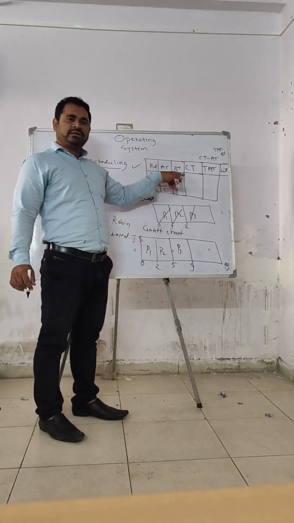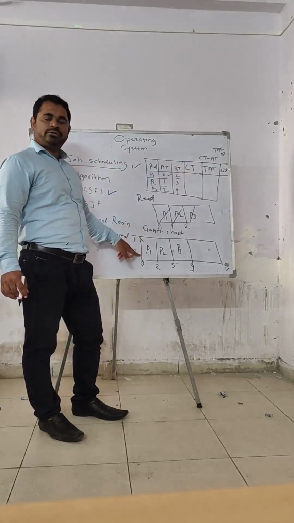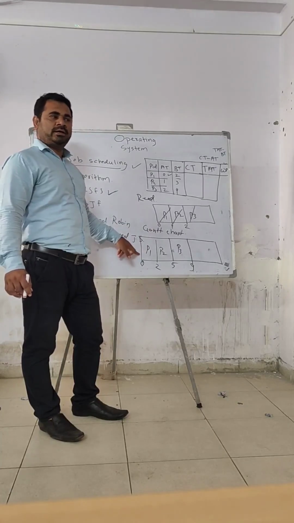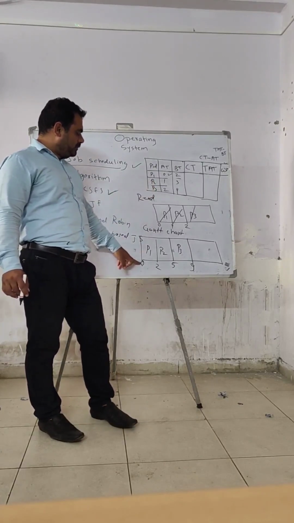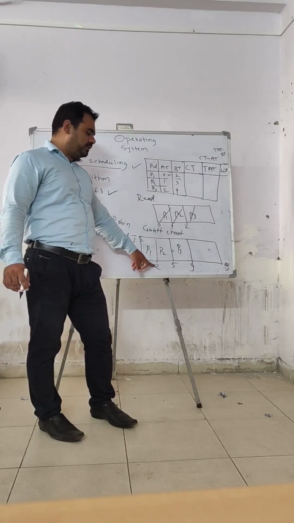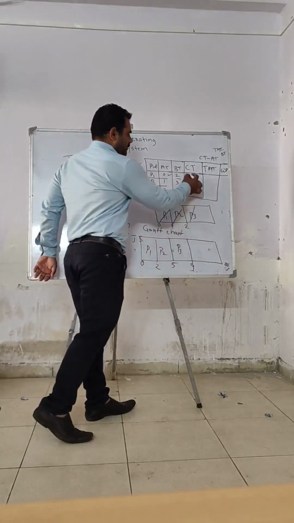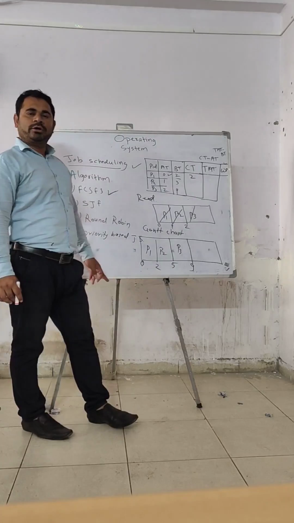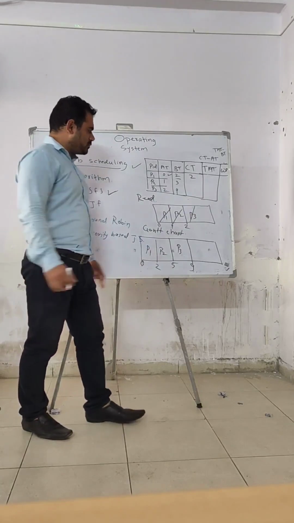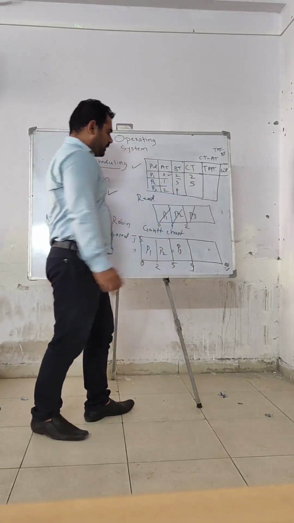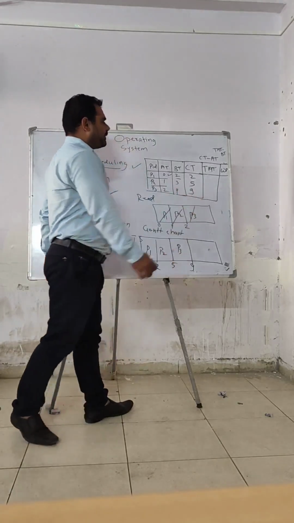We will calculate all these things one by one. First we will write the completion time. We have to write the completion time from the Gantt chart. See here, P1 started at 0 milliseconds and completed at 2 milliseconds. So completion time of P1 is 2 milliseconds. We will write 2 here. Completion time of P2 is 5 milliseconds, so we will write 5 here. Completion time of P3 is 9. We will write 9 here.